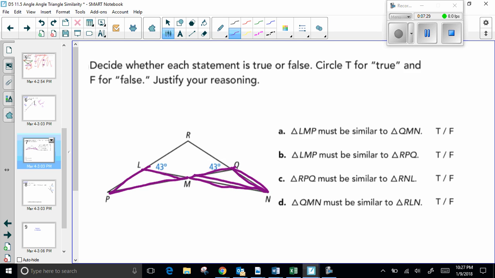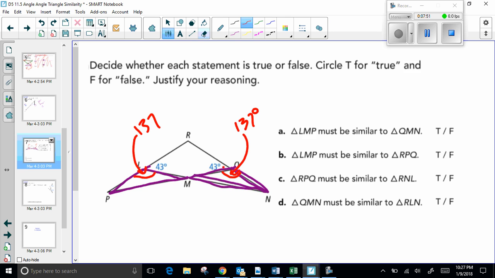Well, we've got some things that we can do. First of all, it's got this 43-degree angle on one side, and then it makes this supplementary angle on the other side. Both of these are going to be 137, because they're supplementary. So I've got one set of congruent angles.